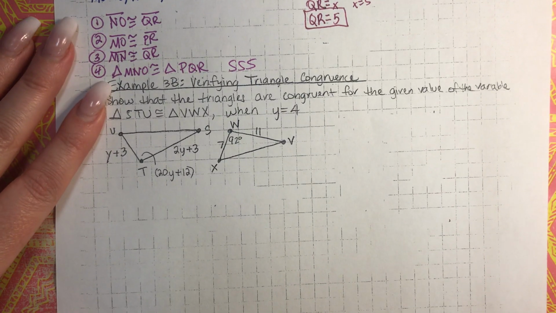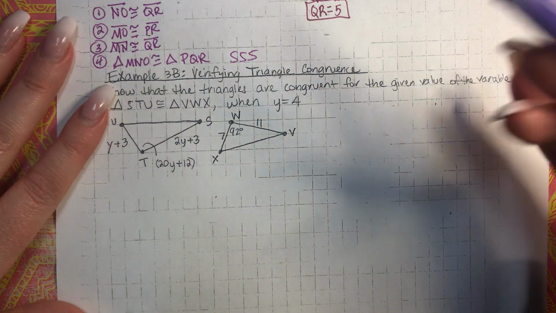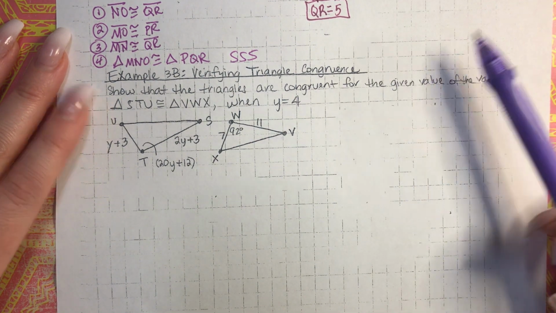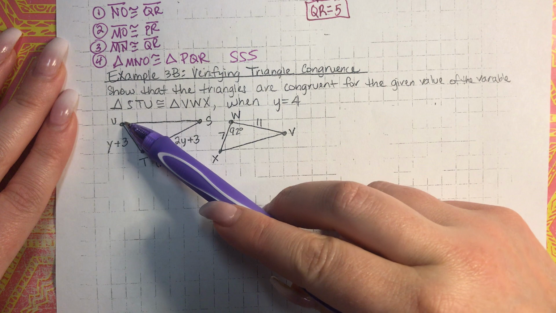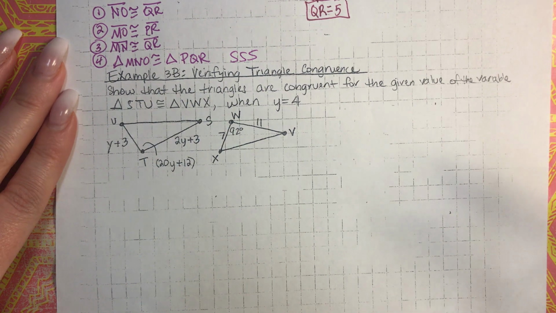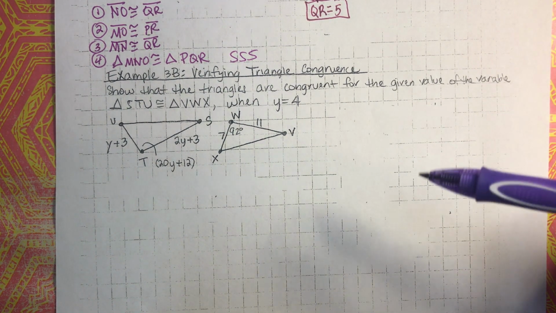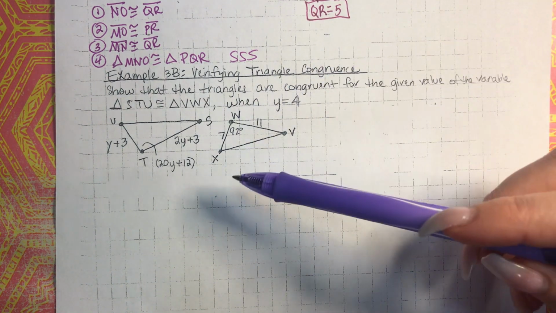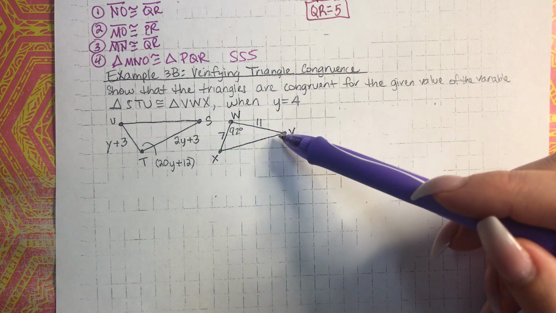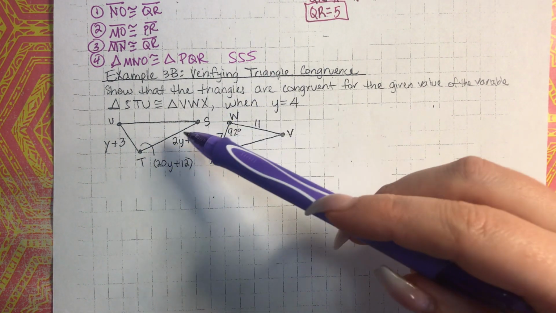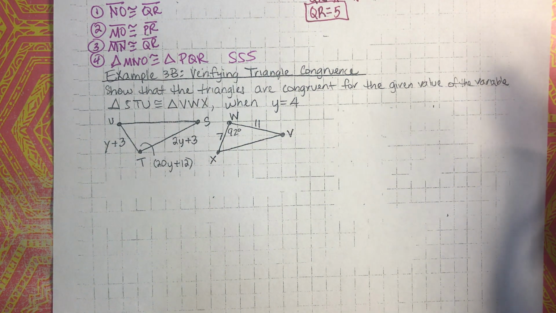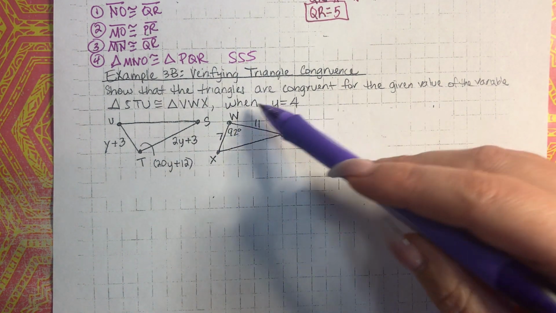Let's go ahead and look at the next one, example 3B. So this is just verifying triangle congruence. It says show that the triangles are congruent for the given value of the variable. Triangle STU is congruent to triangle VWX when y equals 4. So this is very similar to the last problem. The only thing that is different is we're dealing with y's instead of x's, but that's not really that big of a deal. But in this one, we have two sides and then we have an angle. I wonder what the direction of this problem is going. Well, let's go ahead and write down the information that we have here.